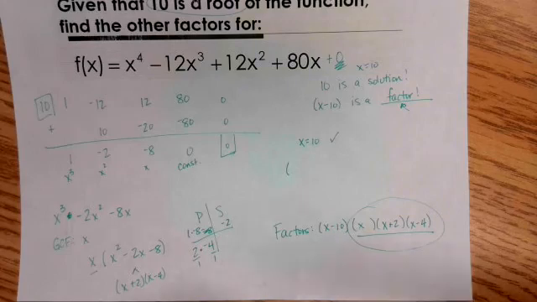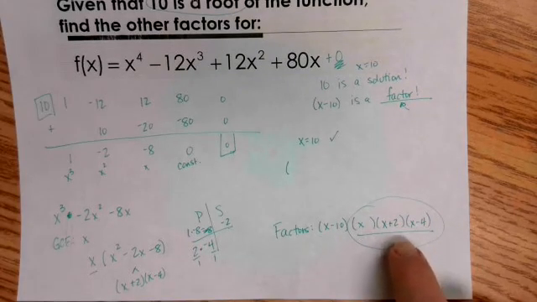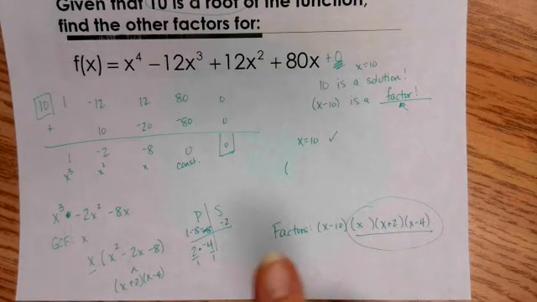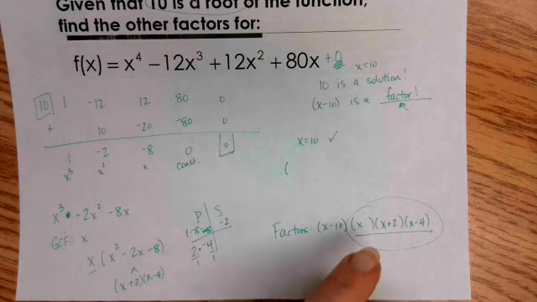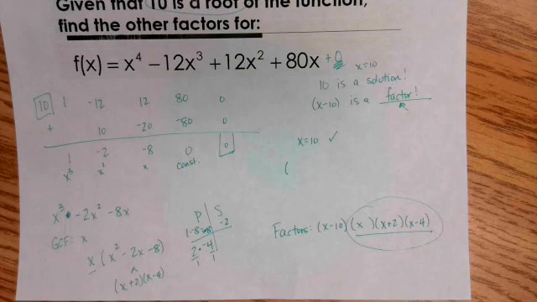You can always check to see if your factors are correct by multiplying them back together. If I multiply all 4 of these factors back together, I will get my original polynomial function.